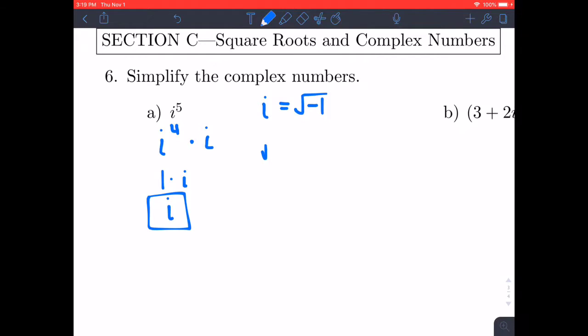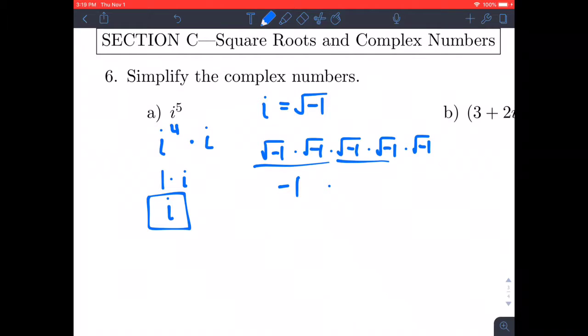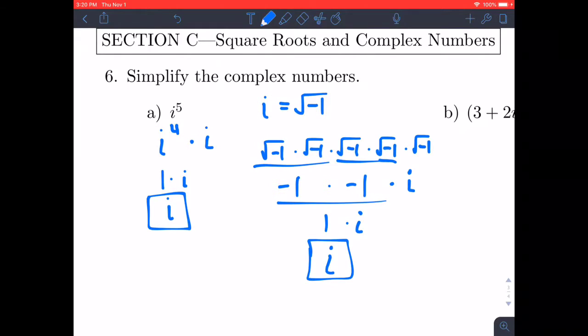i is square root -1, so this is square root -1 times square root -1 times square root -1 times square root -1 times square root -1. 5 of them. Square root of -1 times square root of -1 gives us a -1. And square root of -1, we call that i. -1 times -1 is a positive 1. And 1 times i is i. So just remember that i is a square root of -1, and you can crunch that out if you don't have those other pieces memorized.